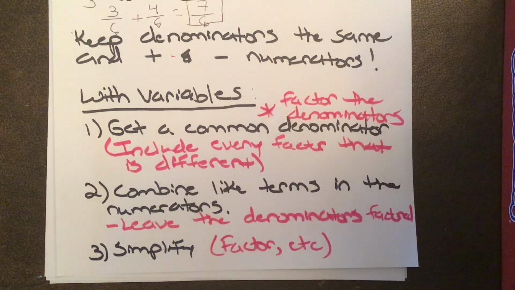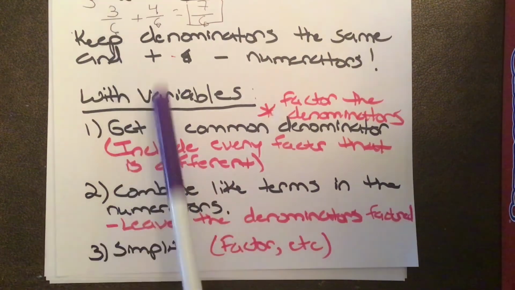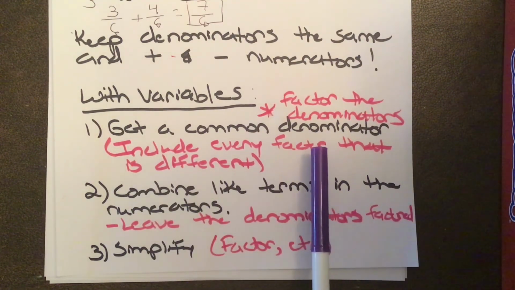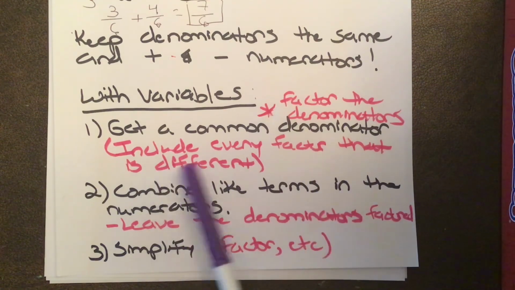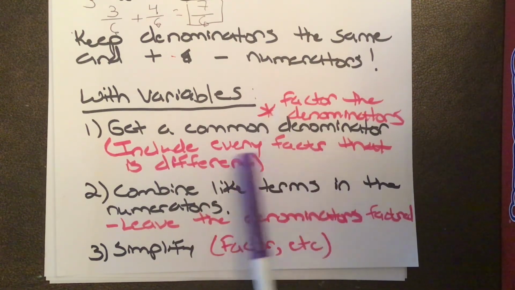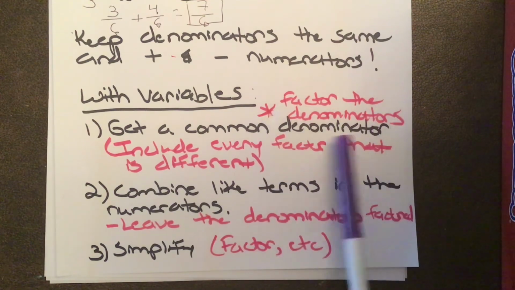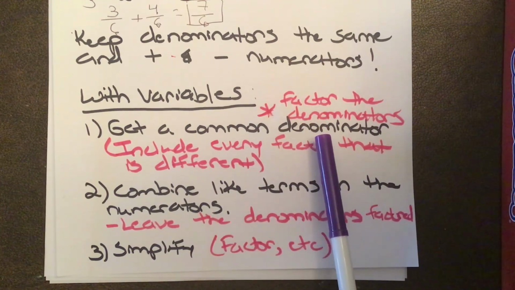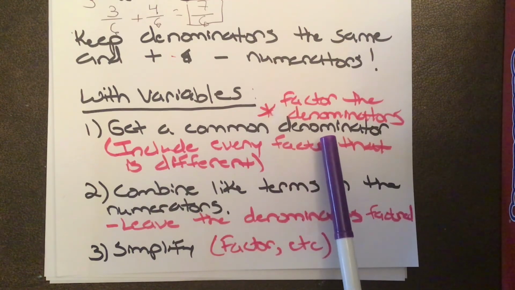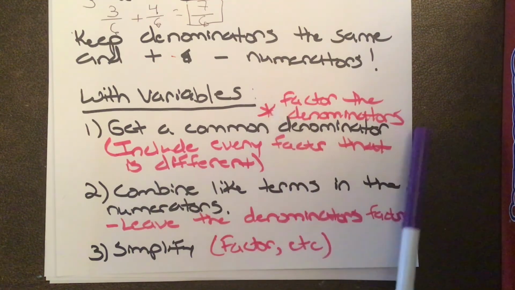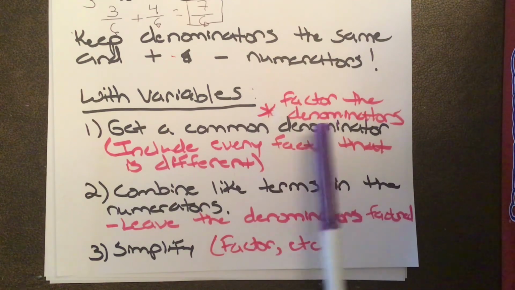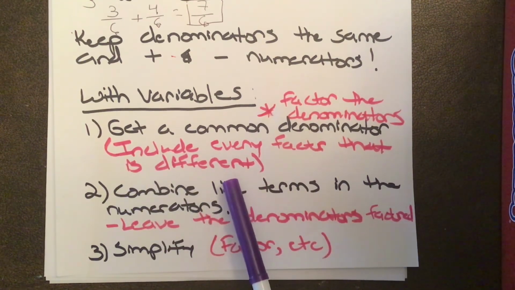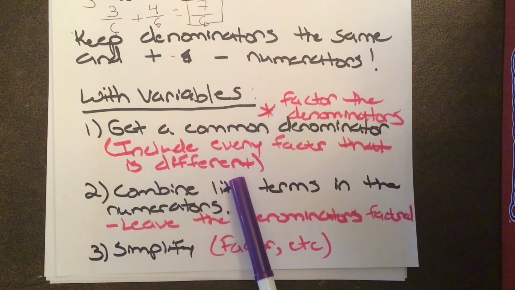So with variables, it's very similar to here. You have to get a common denominator. How you get a common denominator looks a little bit different when you have the variables involved. So if possible, the first thing you're going to want to do to get a common denominator is factor the denominators. If they can't factor, we'll talk about that. But factor the denominators, and then once you have the denominators factored, you want to include every factor that is different. Again, this will make more sense once we do some examples.